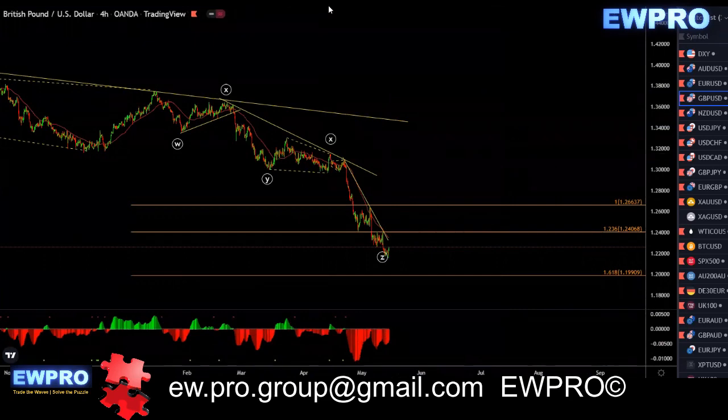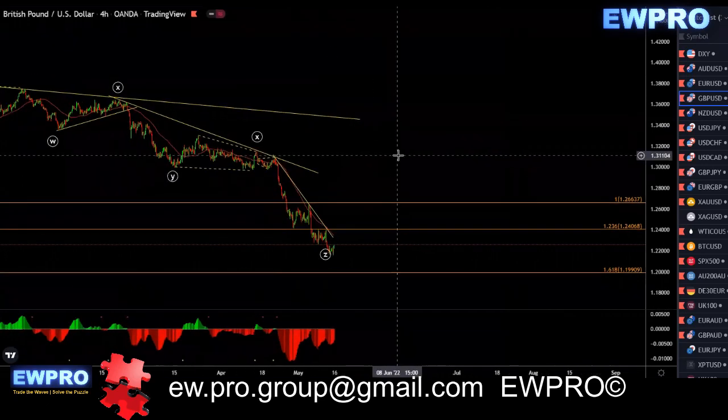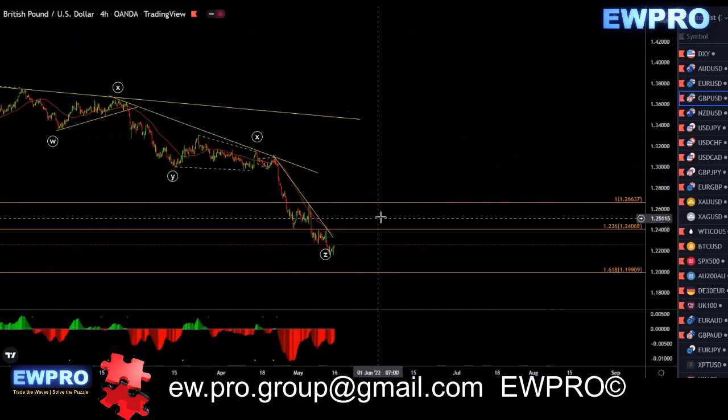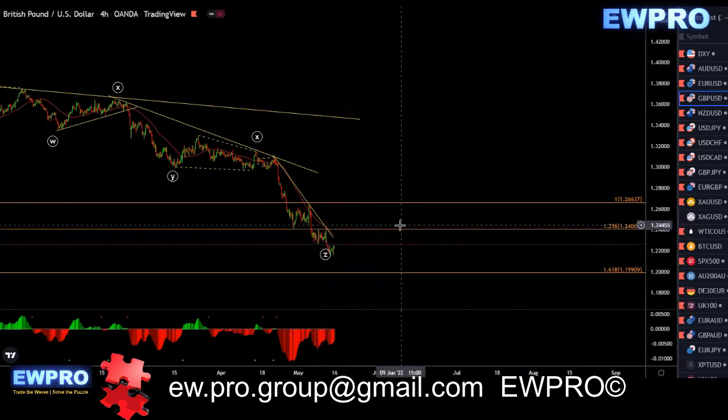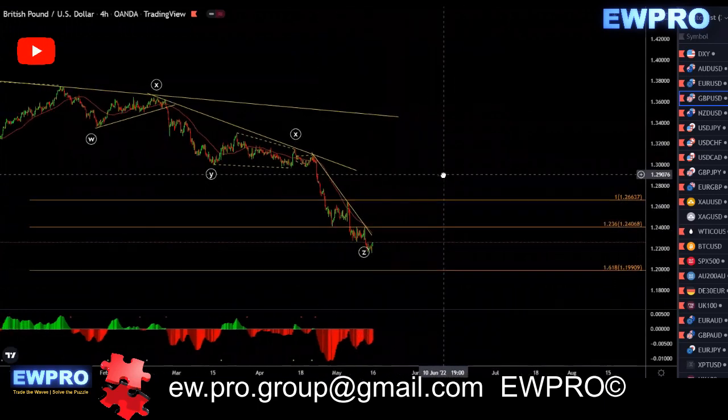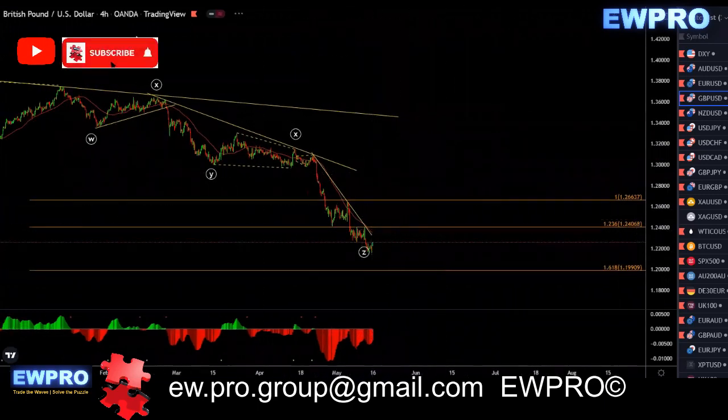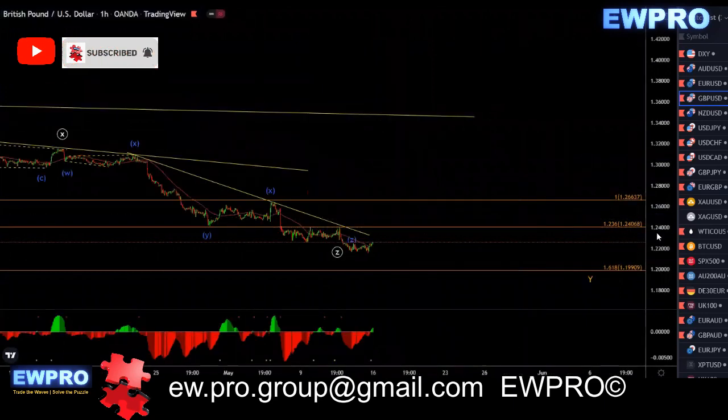On the H4, we got that extended wave Z like the others. More than likely, we'll just get a correction in here and more downside. You really have to wait for that correction if you're going to sell. And if you're buying, you're really only just scalping at this stage too, because there is no impulse up.